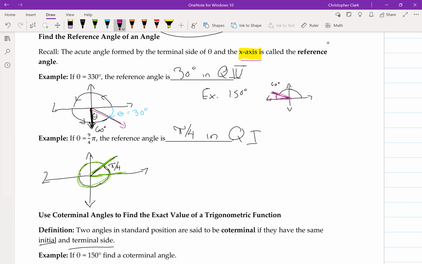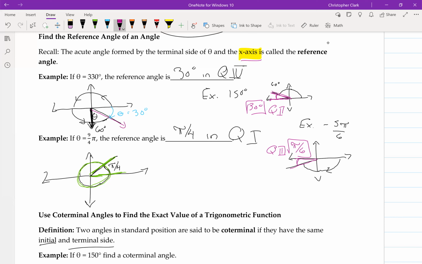Because it's pi over 6 more to get to the x-axis, and then we need to be sure to have our quadrants here. So this was 30 degrees is the reference angle, but it is in quadrant 2, and this is pi over 6, but it is in quadrant 3. So that's how you use the reference angle.